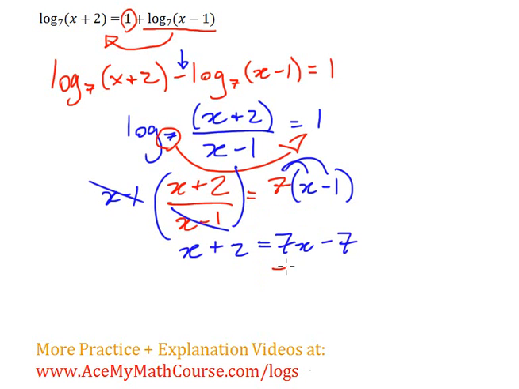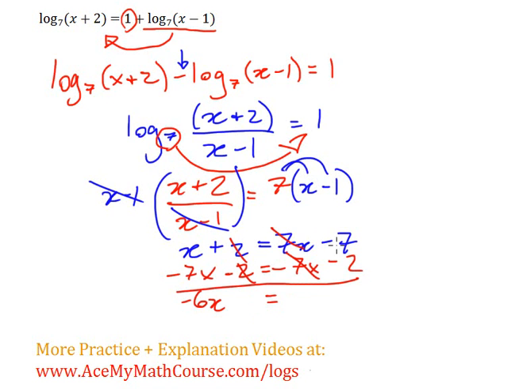So I'm going to subtract 7x from both sides of the equation and subtract 2 as well. 7x minus 7x is 0. x minus 7x is negative 6x. 2 minus 2 is 0. And negative 7 minus 2 is negative 9. There we go. So negative 6x equals negative 9.